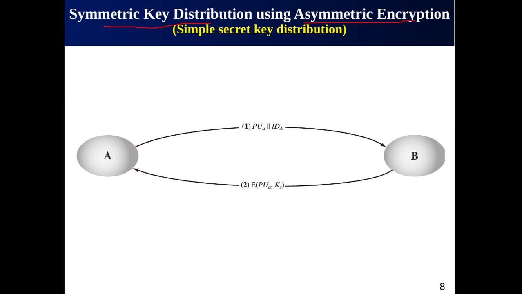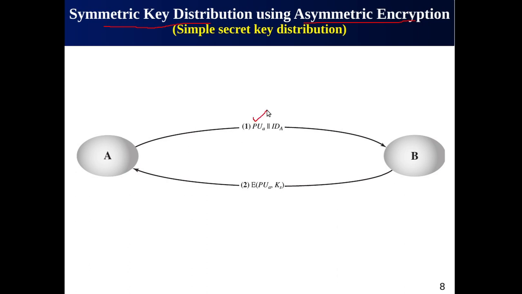So if you want to share a symmetric key by using asymmetric encryption, we need to understand a simple secret key distribution scenario. Besides its simplicity, this is still an attractive approach. Suppose A wishes to communicate with B, then the following procedure is employed. A will generate a public-private key pair.